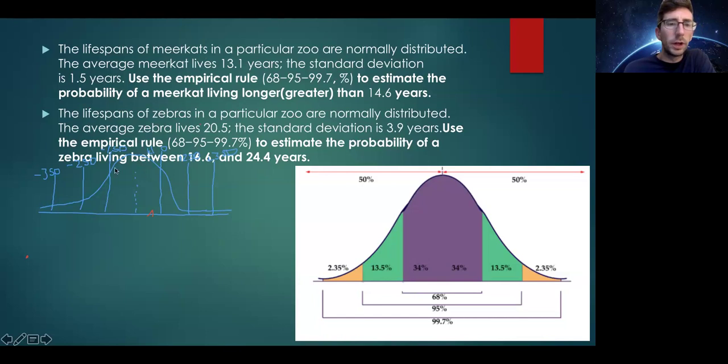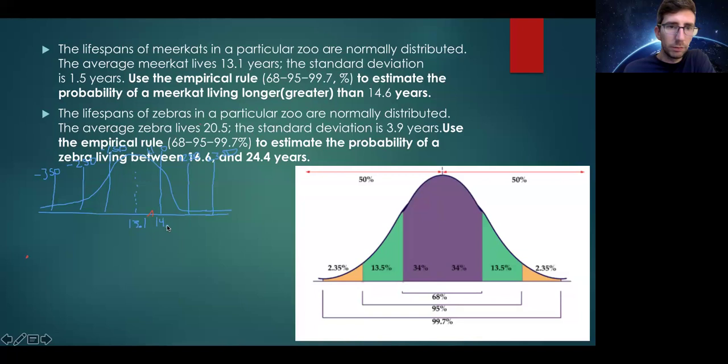So now to fill out this bell curve, this normal distribution, with the information that we're given, we're going to put 13.1 at our center, right? That is our mean or our average. And these meerkats have a standard deviation lifespan of 1.5 years instead of 3.1. So now from our mean of 13.1, I'll add 1.5, right? Because that is our standard deviation now.